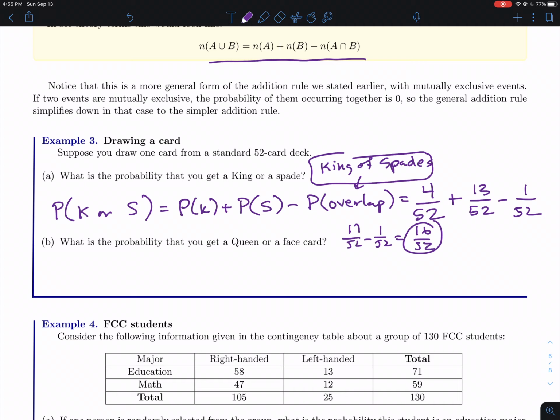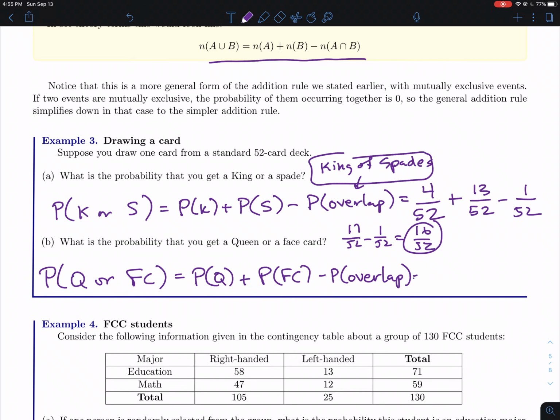All right, so let's do the same thing here. What's the probability that you get a queen or a face card? So again, I don't know whether they overlap or not, but I'm just going to start off assuming they do. And if they don't, I'll just have a 0 in that overlapping spot. So minus the probability of overlap.